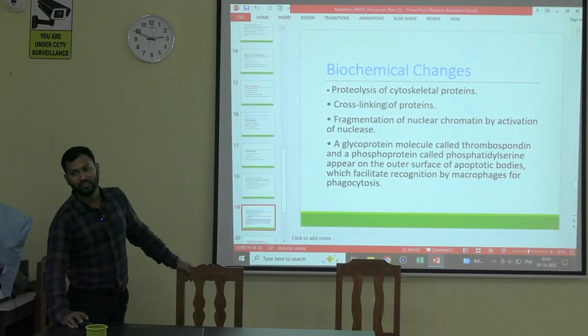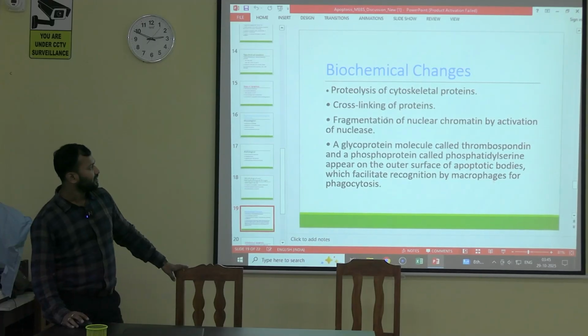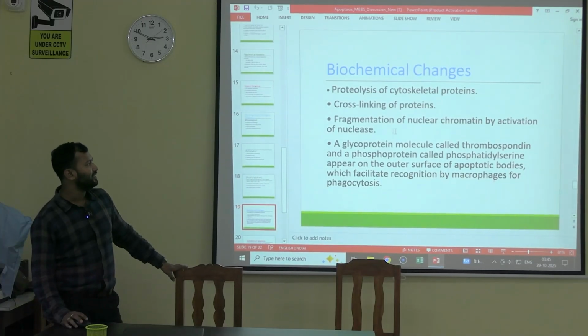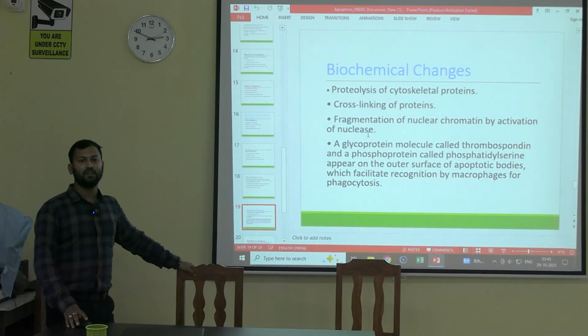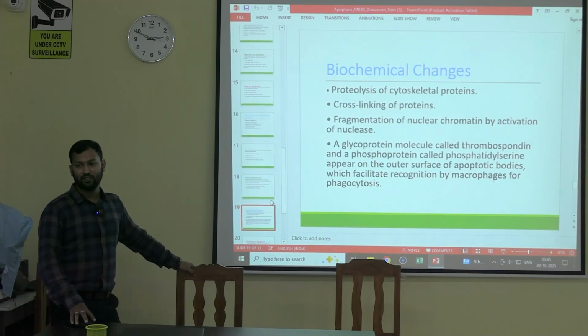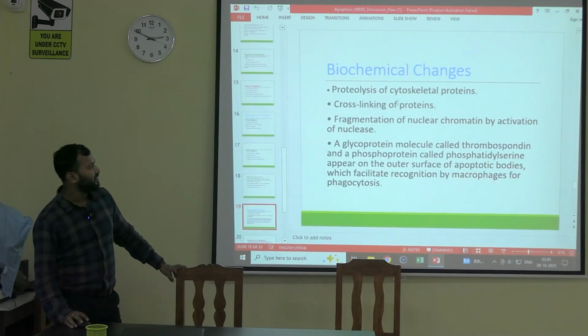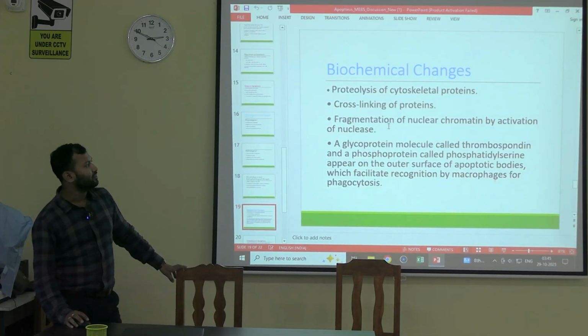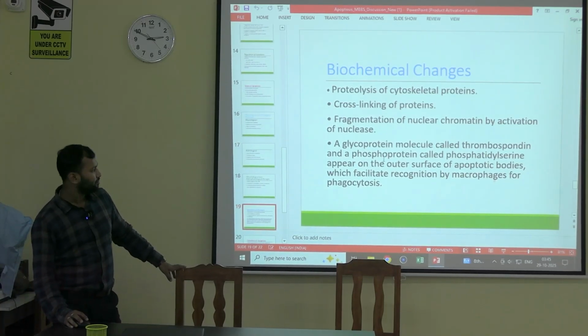Then there will be cross-linking of the proteins. There will be fragmentation of nuclear chromatin by activation of nuclease. Nuclease, I think you have studied in biology, na? Nuclease enzyme, there is one enzyme which damages the DNA or the chromatins. So this enzyme will be activated and then that will cause fragmentation of the nuclear chromatin.